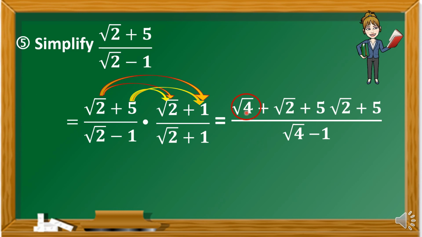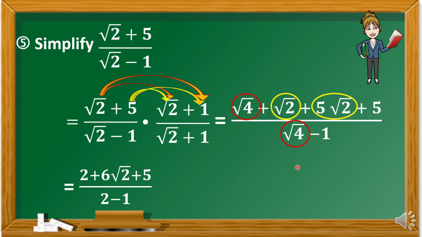So, pwede natin yang ilabas ang square root ng 4 and then combine like radicals which are square root of 2 plus 5 square root of 2. And then sa denominator naman, meron tayong square root of 4. So, kukunin lang natin square root of 4. So, magiging square root of 4 natin is 2. Next, we have like radicals. So, combine natin yung ating like radicals. Kokopyahin lang yung like radicals.